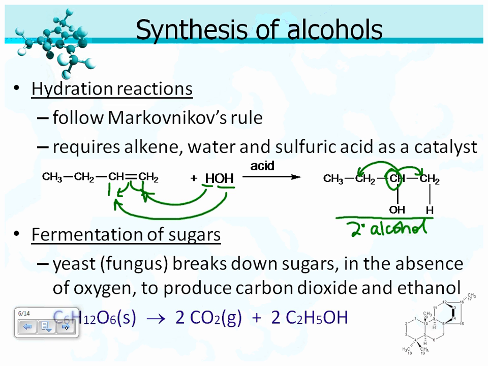All right, another way to make alcohols is the fermentation of sugars. So yeast, which is a fungus, can break down sugars in the absence of oxygen to produce carbon dioxide and ethanol. And this is actually how we make alcohol that is drinkable. So here is your glucose.